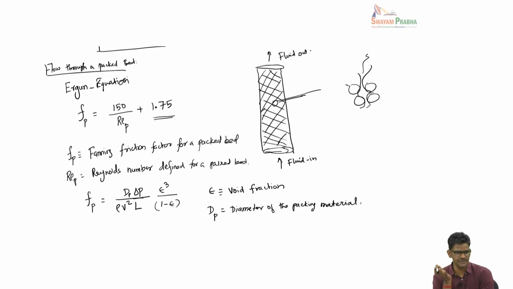Suppose the packing material is not spheres, let's say it is some odd shaped packing material, then what we do is calculate the volume equivalent diameter of the particle. So we equate the volume of the actual packing material to an equivalent spherical particle, equate the volumes, and then get the diameter of the equivalent sphere. So that's the difference. In the friction factor defined for a packed bed, the only difference is how we deal with this diameter and introducing these additional terms involving the void fraction. And the Reynolds number is also slightly differently defined.